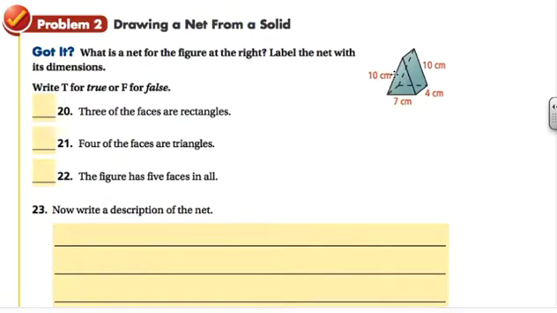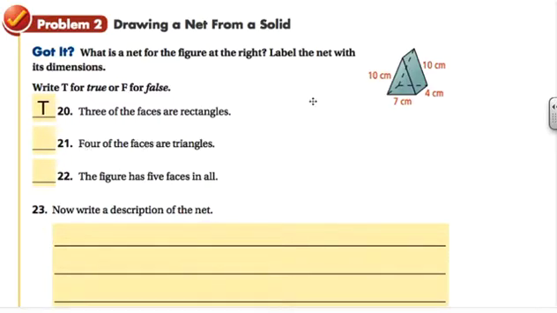Here we're going to write true or false. It says, what is a net for the figure at the right? Label the net with its dimensions. Question 20 says, 3 of the faces are rectangles. Well, if we think about each of these sides folding down, there'll be a rectangle here, and a rectangle on the bottom, so that is definitely true.